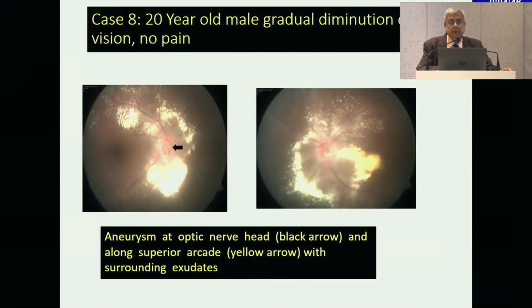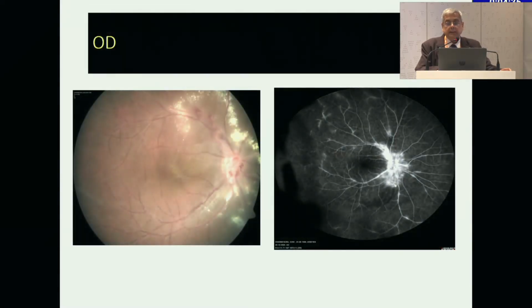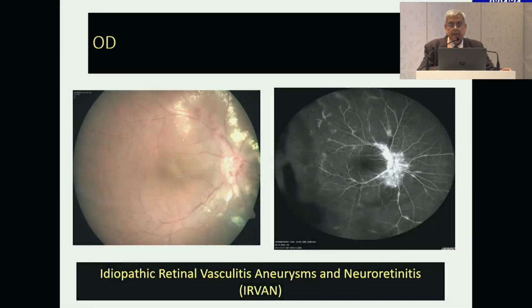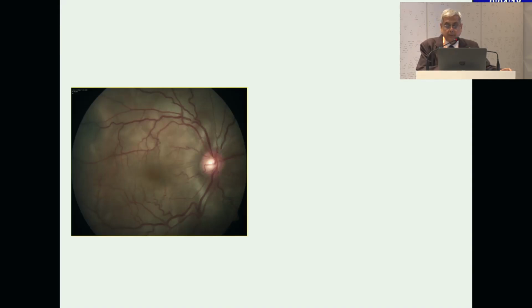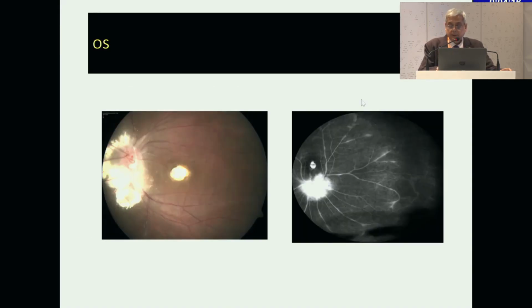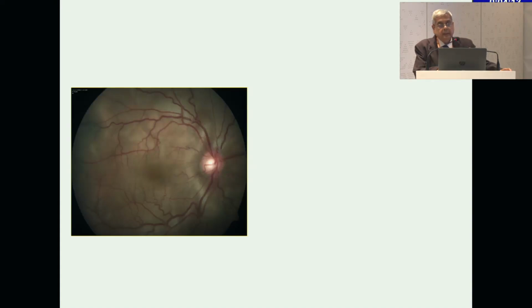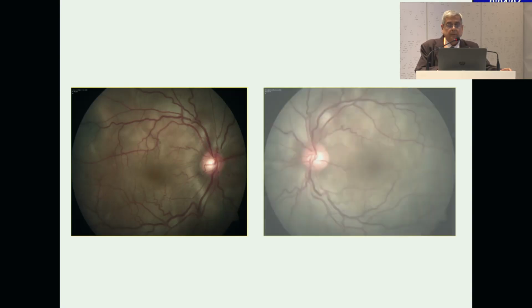And this is a 20-year-old male, gradual dimness of vision, no pain, and you can see multiple exudates and a vascular abnormality. But this can elegantly be demonstrated by fundus fluorescein angiogram: beading of the vessels, optic nerve head aneurysm. In these patients it is very important to do a fluorescein angiogram because they can have gross capillary non-perfusion and they can develop neovascularization. A more obvious case is a case of VKH, where you can make a clinical diagnosis quite often.